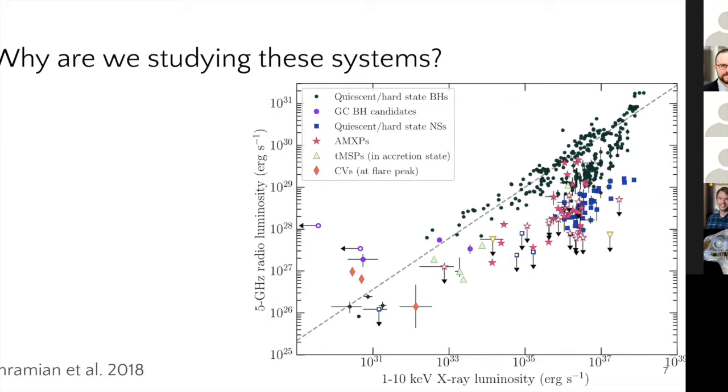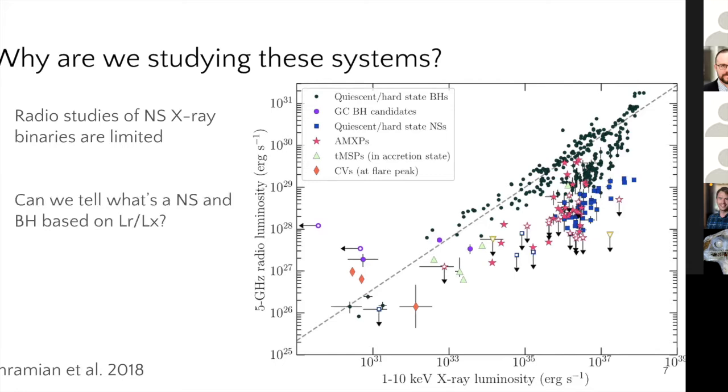So on this plot here, the green circles represent black holes, while the other symbols represent the diversity of neutron stars, and other accreting compact objects like CVs that are white dwarfs. And so we study neutron star X-ray binaries because unlike black hole X-ray binaries, little study has been done to understand the radio emission from quiescent hard state neutron star systems, especially those that are persistently accreting.